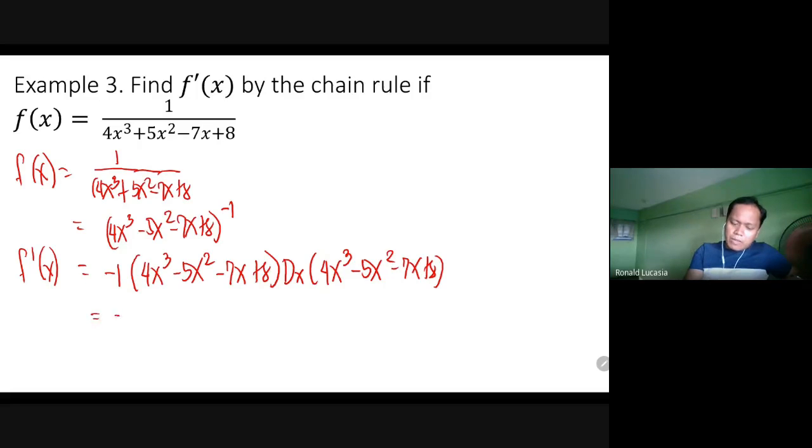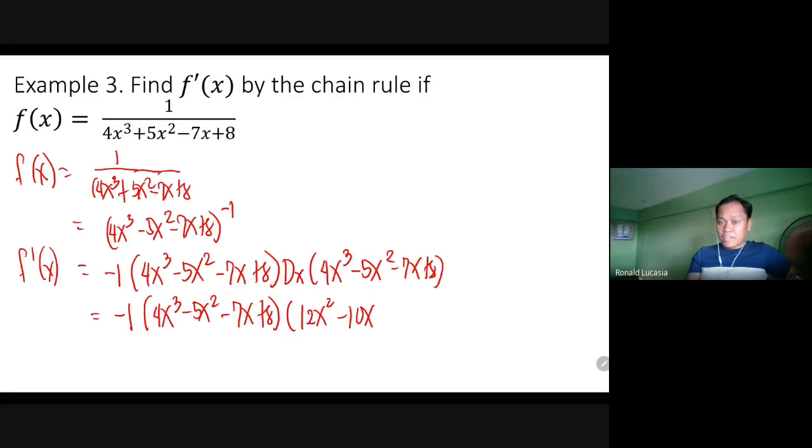So this will be equal to negative 1, 4x cubed minus 5x squared minus 7x plus 8. The derivative of 4x cubed is 12x squared. Derivative of negative 5x squared ay negative 10x. Derivative of negative 7x is negative 7. Derivative of 8 is 0.